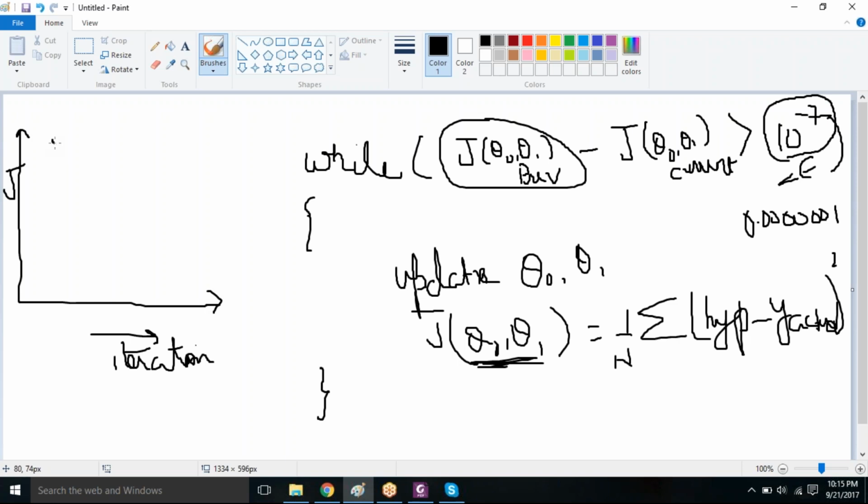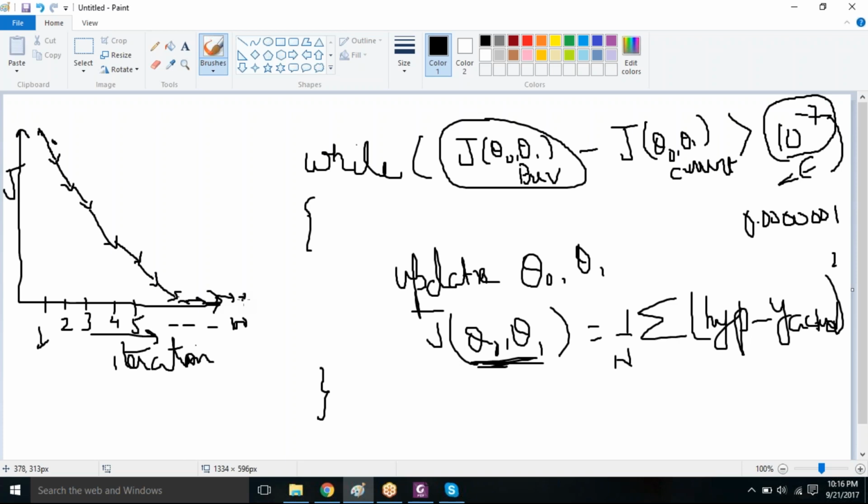You will find that it starts from a high cost value. This is iteration 1, this is 2, this is 3, this is 4, this is 5, maybe this goes up to 100, right? When you start at the first iteration, you start from a high value. Then in the second iteration, it will decrease. Then it still decreases, and then at some iteration you will find that it is not decreasing anymore. It has become a plateau.